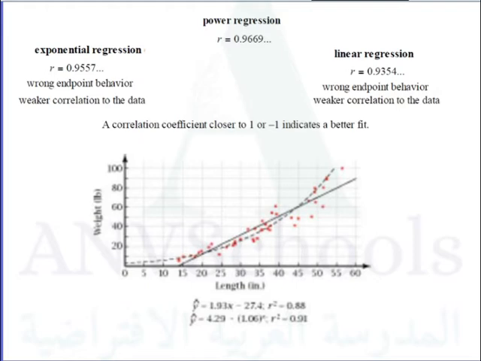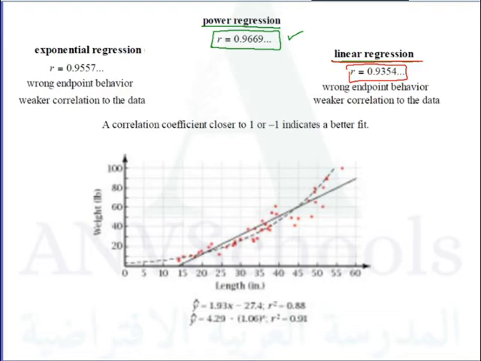If we run a power regression, your grapher will compute the correlation coefficient, and the correlation coefficient is 0.9669. Whereas if you run a linear regression, which is the least of what we are choosing for this scattered data, the correlation coefficient is 0.9354, because it has a wrong endpoint behavior.